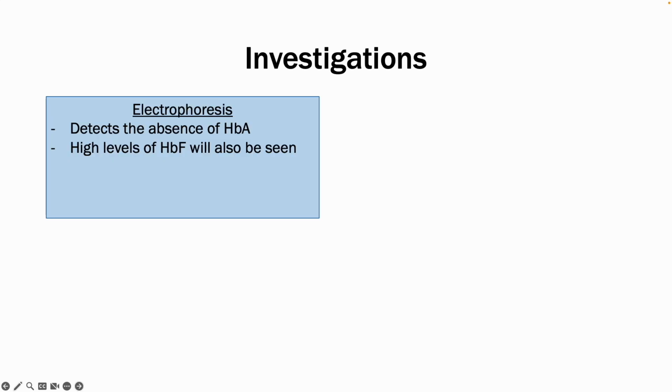In terms of investigations, many different ones can be done. First one being electrophoresis, which will detect the absence of HbA or the typical healthy hemoglobin. And there will also be high levels of HbF, which is the fetal hemoglobin, as the body will try and upregulate its production in order to try and minimize the amount of unhealthy HbS circulating in the body.